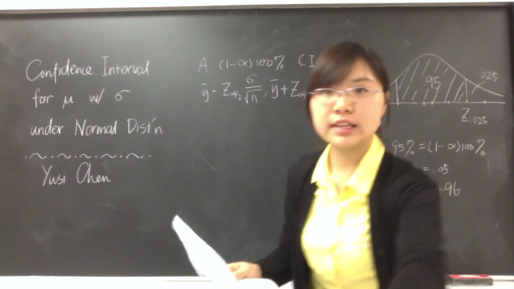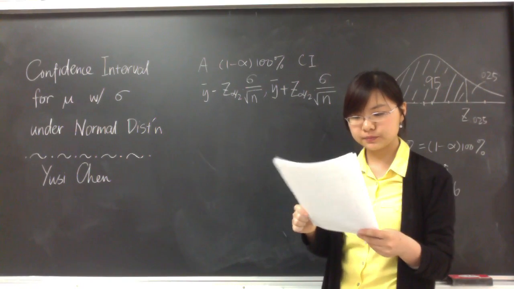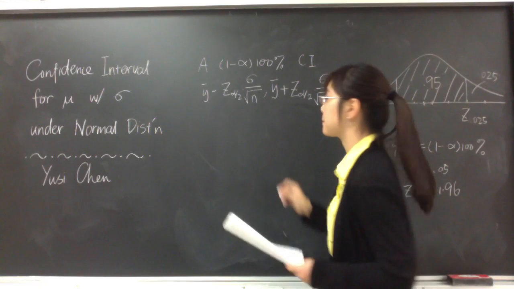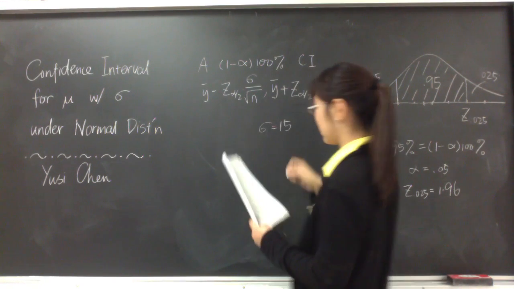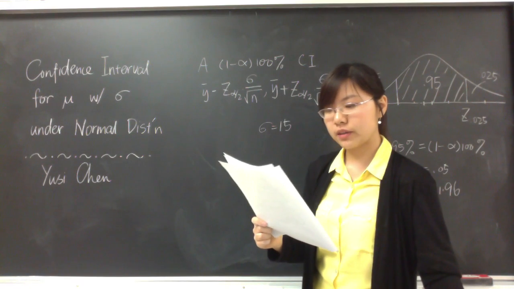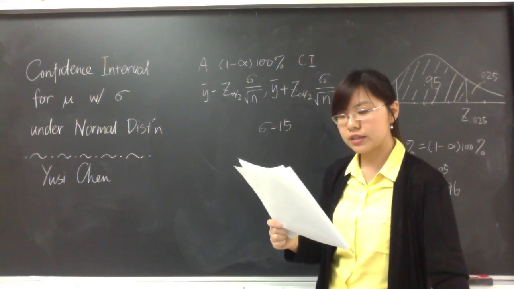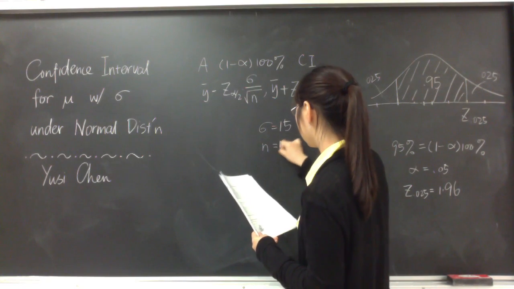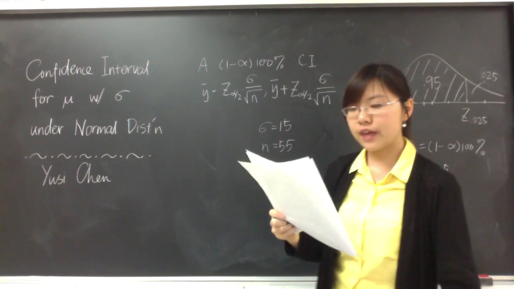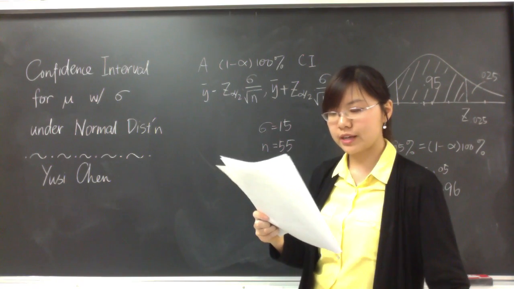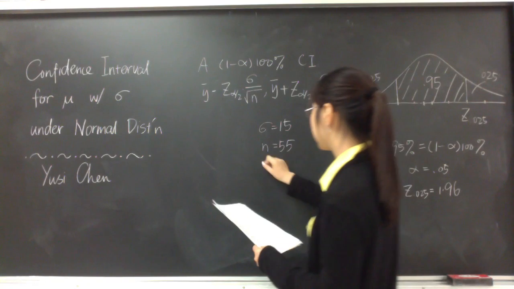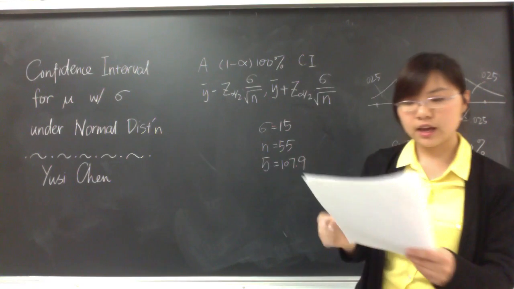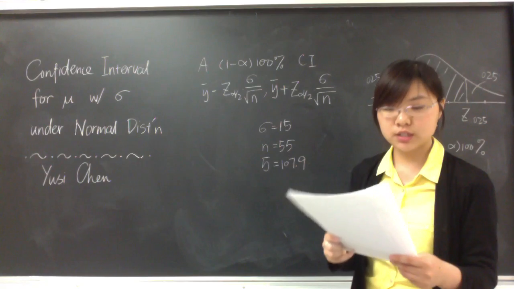Now, let's look at an example. A commonly used IQ test is scaled to have a standard deviation of sigma equals 15. A school counselor was curious about the average IQ of the students in her school and took a random sample of 55 students' IQ scores. So the n here is 55. The average of those scores was 107.9. So this number is our sample mean, y bar equals 107.9. And the question asks us to find a 95% confidence interval.